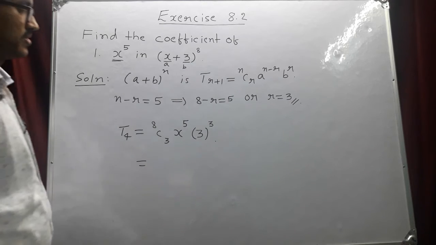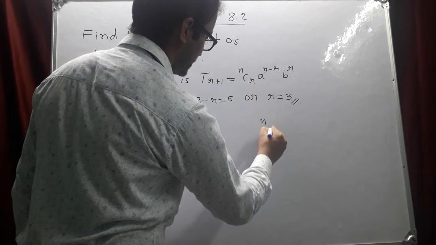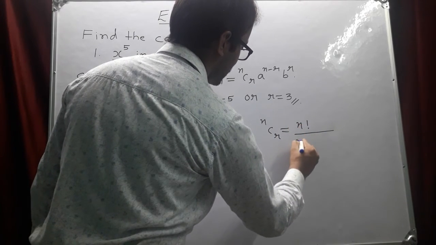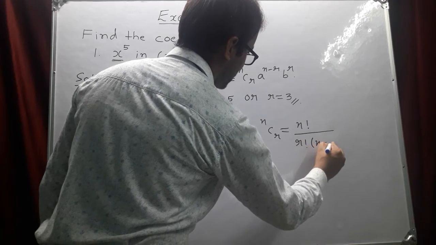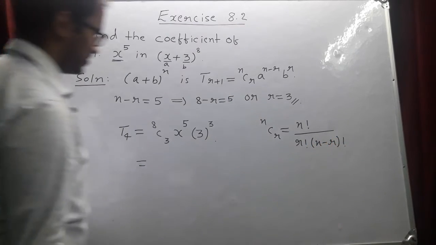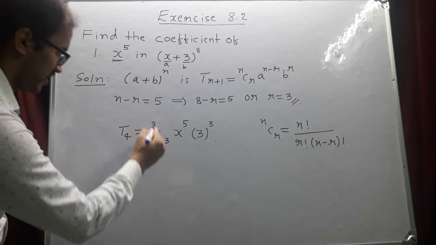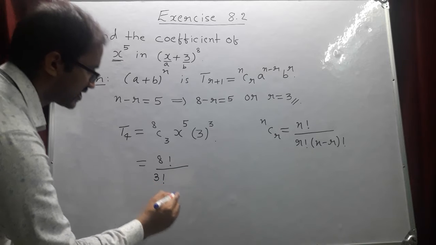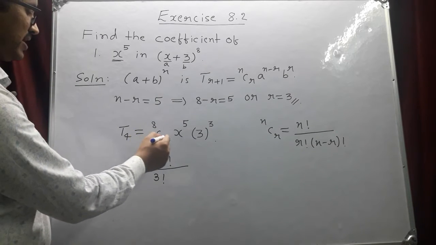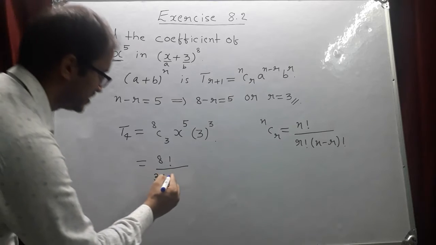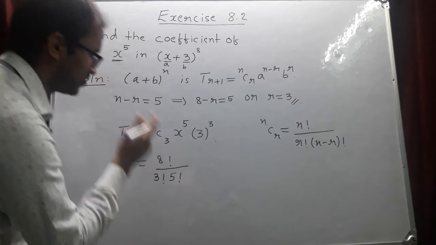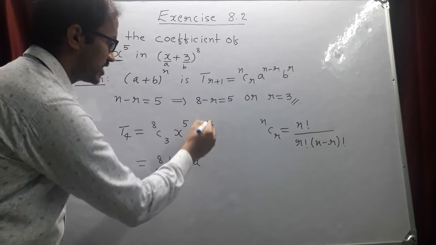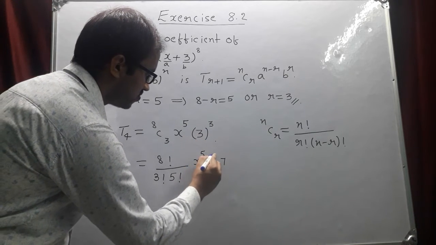8C3. If you use the formula, nCr is n factorial by r factorial into n minus r factorial. So 8C3 becomes 8 factorial by 3 factorial into 8 minus 3 factorial, that is 5 factorial, into x power 5, 3 cube, that is 27.